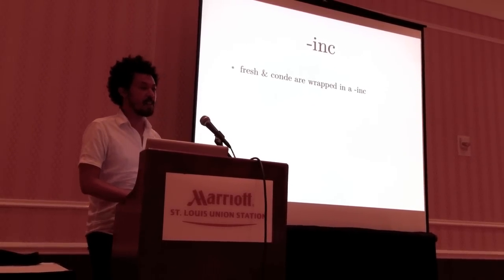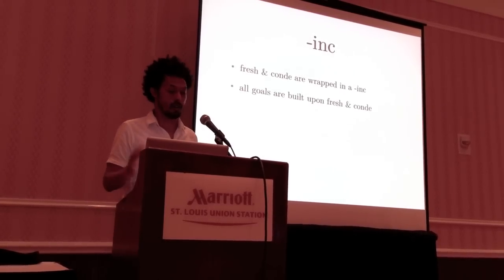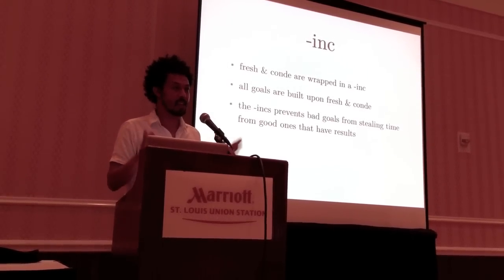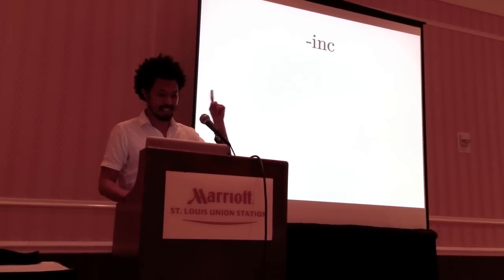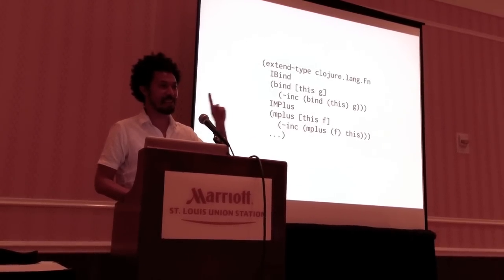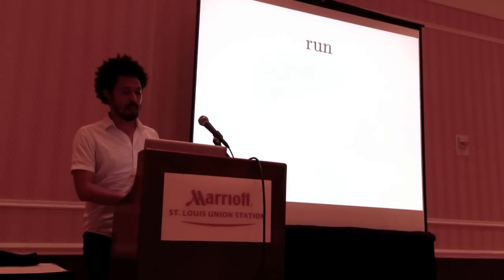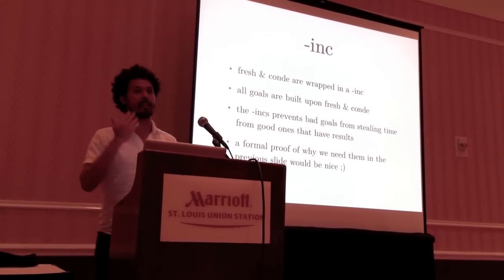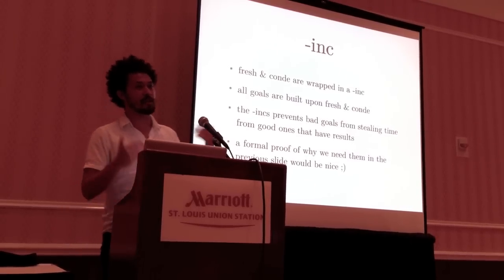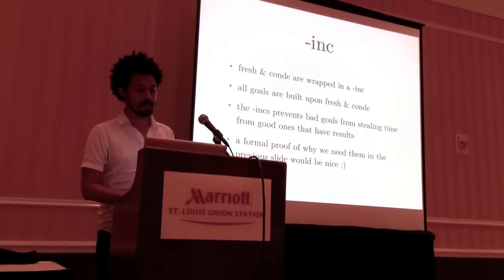Inc is a bit strange. Fresh and conds are wrapped in this thing called inc. All goals are built upon fresh and cond. The incs prevent bad goals from stealing time from good ones that have results. That's what they're there for. Though this defies my understanding why we need them in this case, and it would be awesome to have a proof as to why you need that in the previous slide. Like, why do those need to be there? It makes intuitive sense to me why you need them on fresh and cond, because every goal has to go through that, but it's not clear why you need them on thunks.